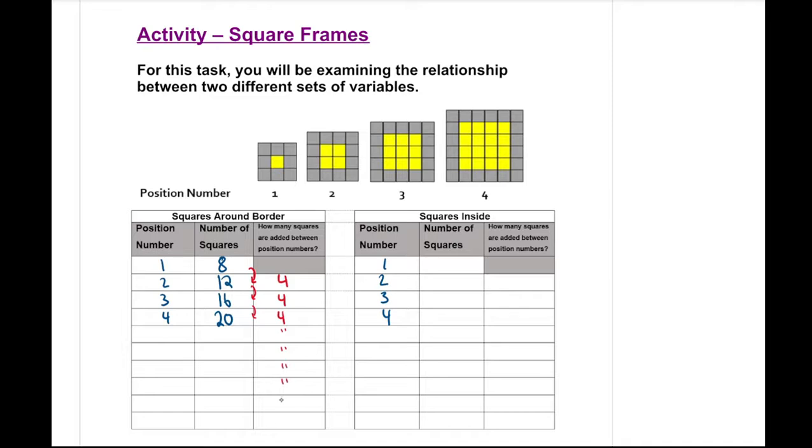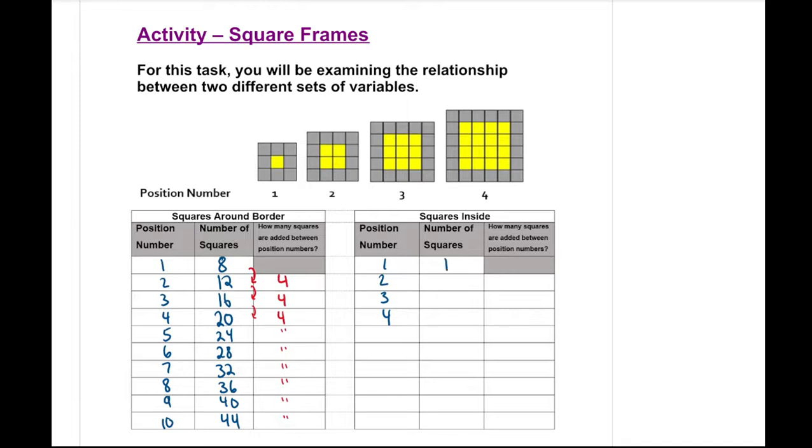So from our understanding of patterns and rules, we can see that they're all going to be increasing by 4. So if I go through and continue the rest of my table, I get 24, 28, 32, 36, 40, and 44.